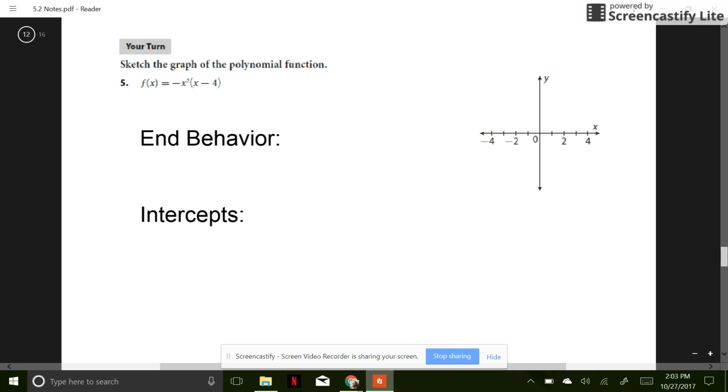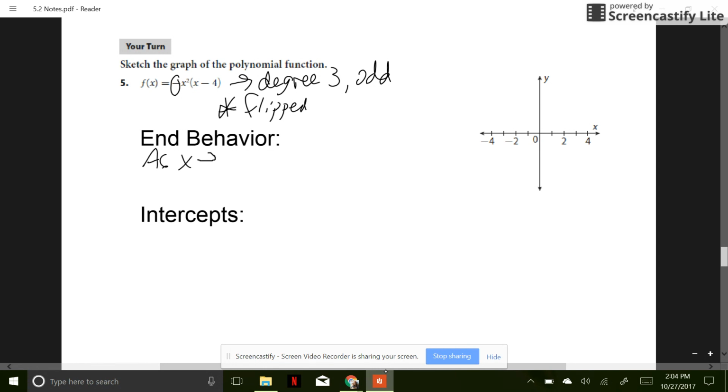So first thing we need to recognize, what's the degree on our function? Now this one's a little bit different. We've got an x squared and an x, so that makes 3 x's, degree 3, which is an odd degree. And we're multiplying by that -1, so we're going to be flipped again, reflected across the x-axis. So end behavior is going to be opposite than normal for an odd function. So as x goes to positive infinity, f of x is going to go to negative infinity. And as x goes to negative infinity, f of x is going to go to positive infinity.